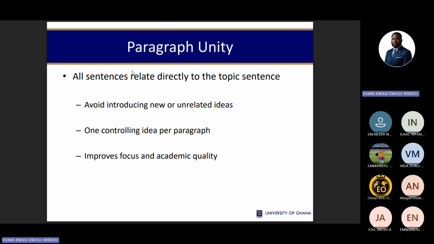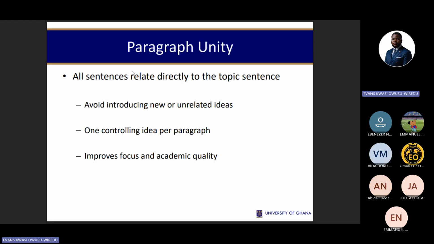Paragraph unity. Avoid introducing new unrelated ideas. You are maintaining paragraph unity. One controlling idea per paragraph. That is paragraph unity. Improves focus and academic quality. You get me?